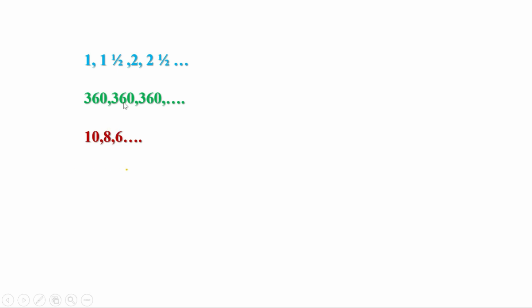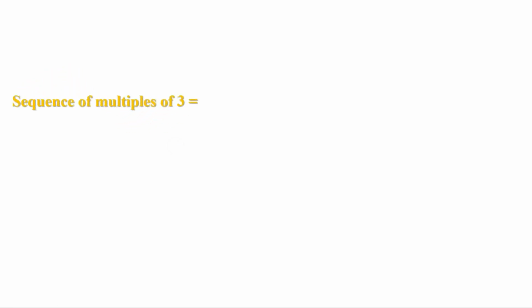Now let us take some more examples. Let us take the sequence of multiples of 3. The first multiple of 3 is 3. Second multiple is 6. Third multiple is 9. So the sequence is 3, 6, 9, etc. Is it an arithmetic sequence? Let us check. 3 plus 3 is 6. 6 plus 3 is 9. So it's an arithmetic sequence with common difference 3.